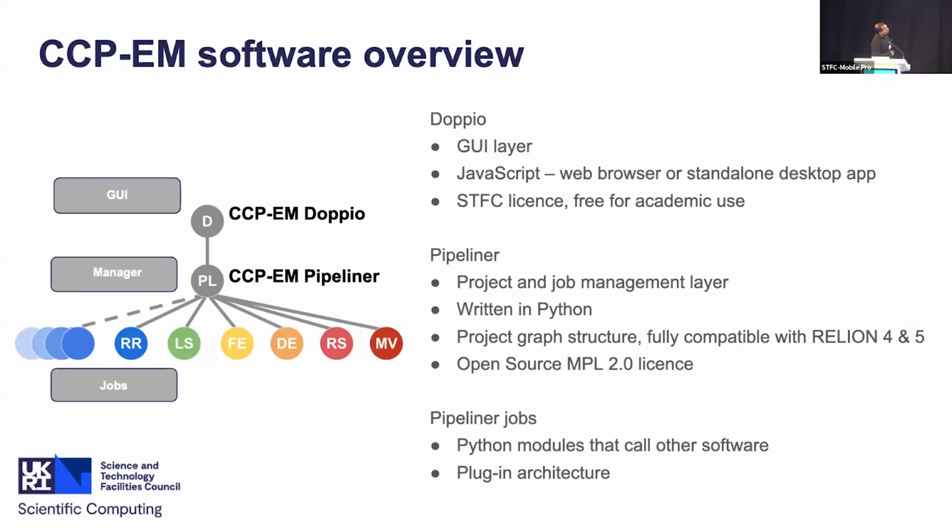Doppio itself has an STFC license. It's free for academic use. Pipeliner is fully open source. All the jobs that you would like to run are what we call plugins to Pipeliner, and these are essentially a few lines of Python code for each plugin. This fits into the pipeline, and the pipeliner manages the jobs.